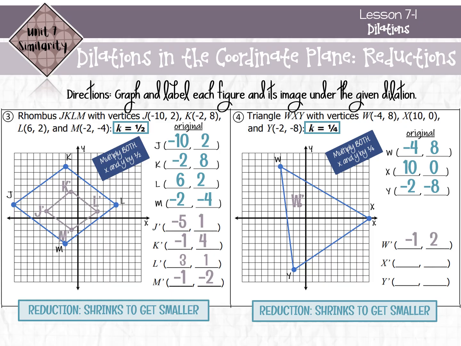But if we do it for the next one, 10 is not divisible by 4. So we're going to get a decimal. That's 2.5, 0. And the next one, divide by 4 or multiply by 1/4, and we get -0.5 and -2. And there's our itty bitty triangle, W prime, X prime, Y prime.